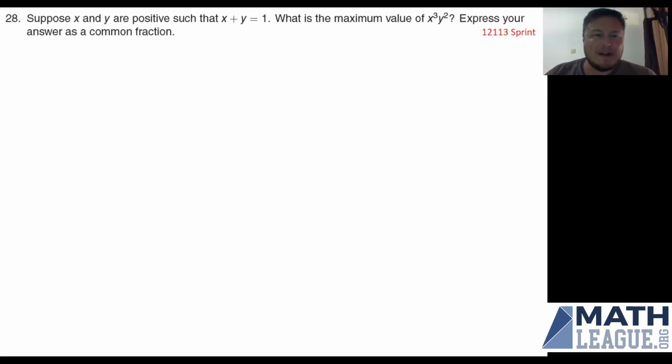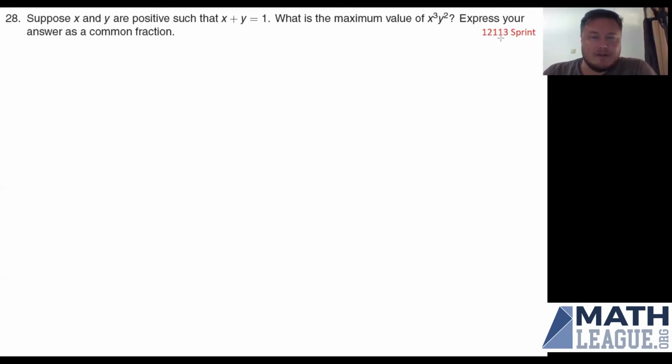Today we're going to be talking about problem number 28 from sprint round 12113. Now remember, this is a middle school contest, and so I should mention that even though there are plenty of opportunities where calculus would come in handy on this problem, I'm going to use a solution that assumes that you don't know calculus. I'm also going to use a solution that assumes you don't know the AM-GM inequality.